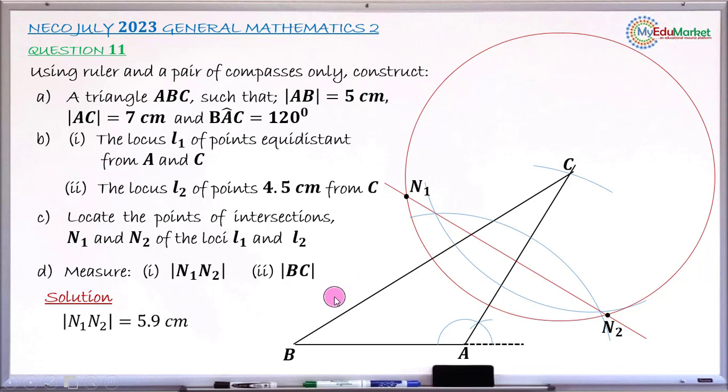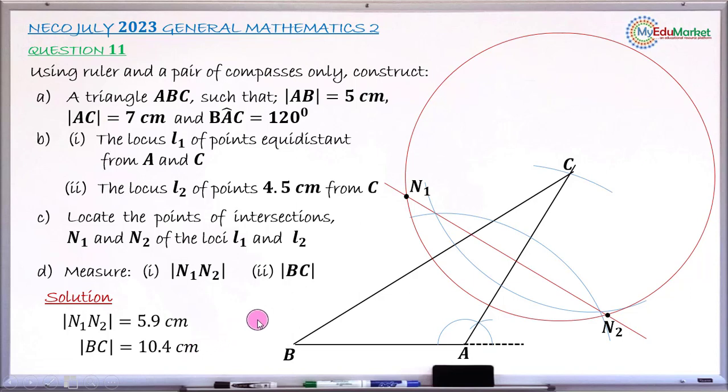Then the distance BC, from B to C, you also use your long ruler to measure it. And if you do that accurately, if your construction is very, very perfect, you have 10.4 centimeter. There is no problem getting 10.3 centimeter or 10.5 centimeter. You still have your full mark. So this is the solution or the answer to this very question.